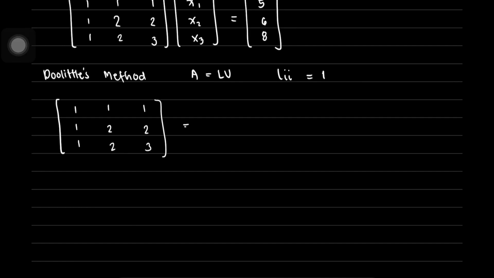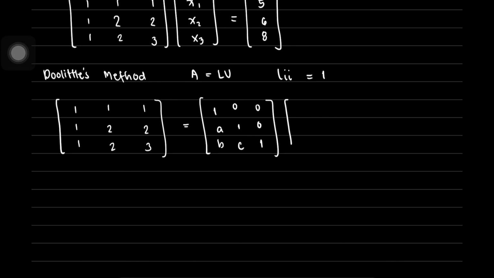And this would now be equal to, since we do not know yet the elements of L and U, that is what we are going to find out. Since the diagonal elements of the lower triangular matrix are equal to 1, this would now be 1, 0, 0, and then A, 1, 0, and then we have A, B, and C.